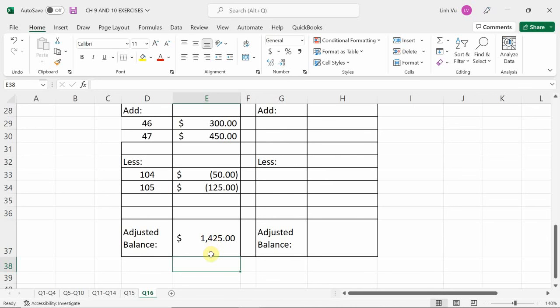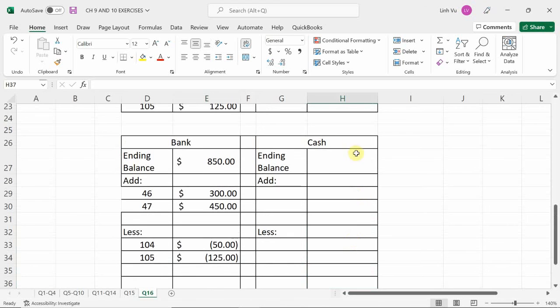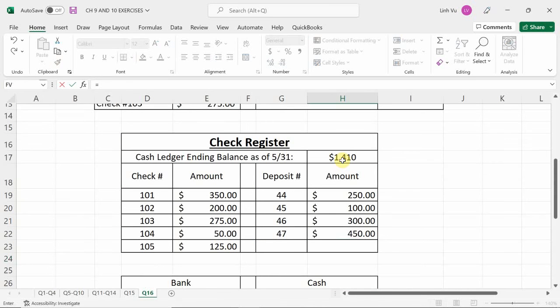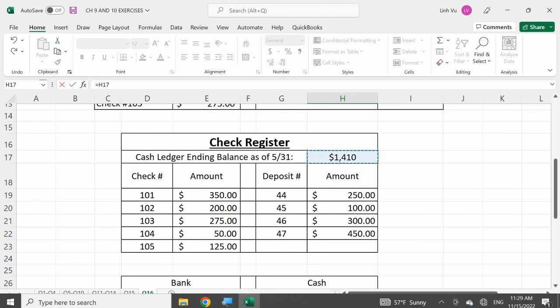So therefore, that's just what I have calculated, right? That doesn't mean that this is true, right? We still have to do the cash side and make sure that they both match on both sides. So in this case, let's take a look at my check register, right? It says right here, my checking balance, ending balance as of May 31st is going to be $1,410.